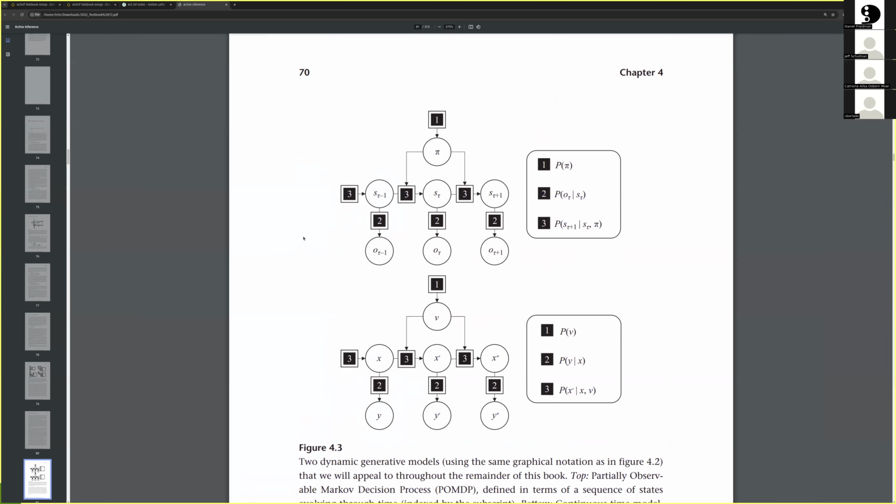Figure 4.3 shows on the top the discrete time setting, and on the bottom the continuous time setting. The structural similarity is highlighted by using the same box numbering for the action selection, state transition, and the sense-making components: boxes 1, 3, and 2.